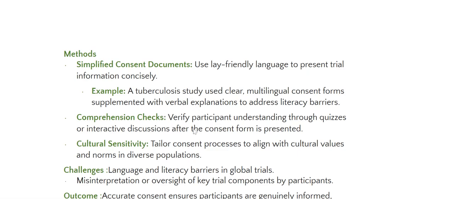Comprehension checks verify participant understanding through quizzes or interactive discussions after the consent form is presented. Cultural sensitivity: tailor consent processes to align with cultural values and norms in diverse populations.